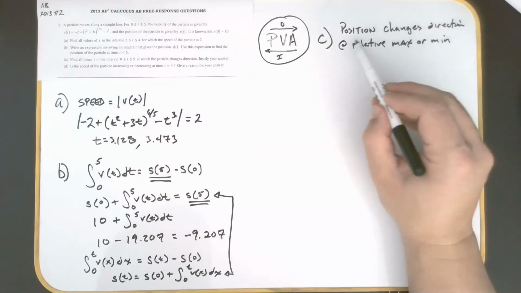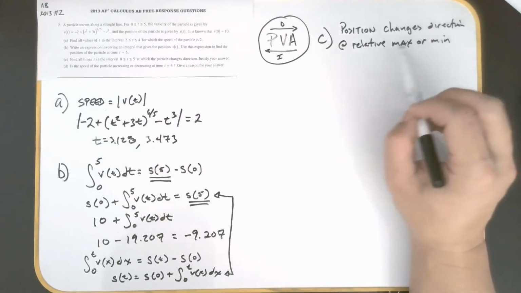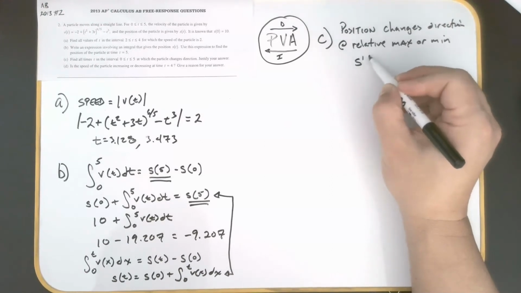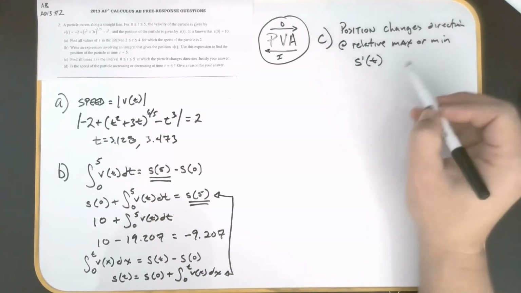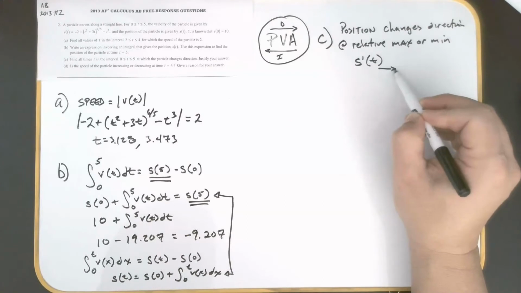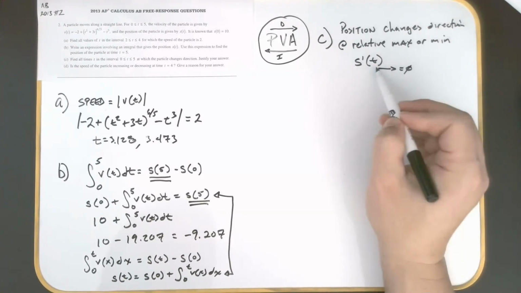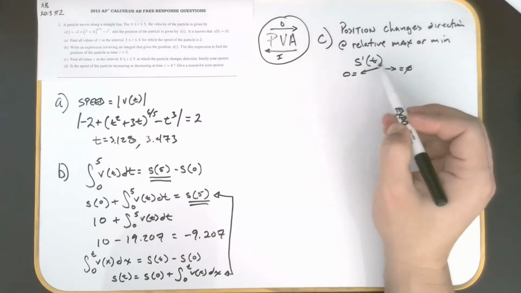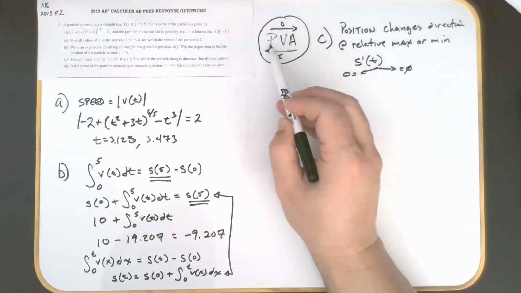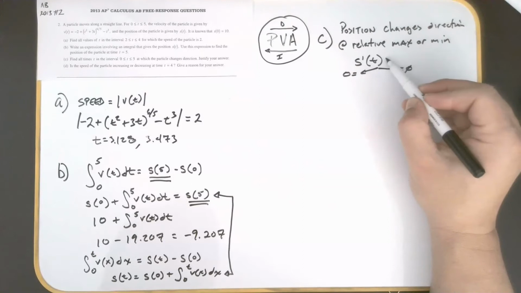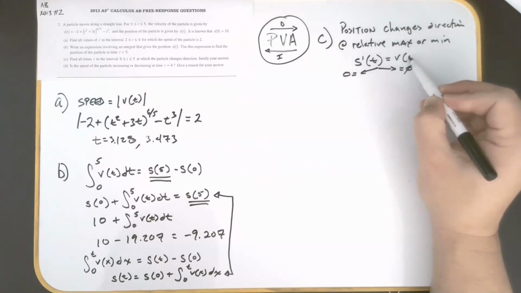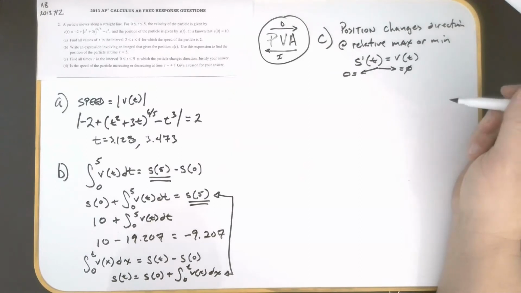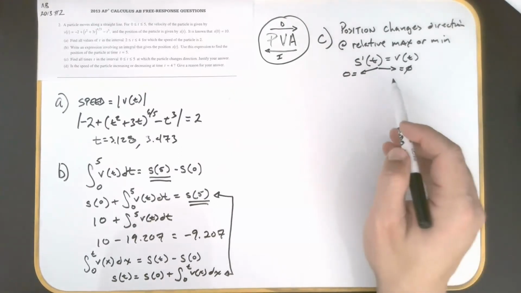So if I want to take my position function and figure out where my relative max or min would be, I would take the derivative of my position and set that equal to undefined and 0 to find some critical numbers. Well, you guys should know that the derivative of position is velocity. So really this is just asking you to take the velocity and set it equal to 0 and undefined. Let's get some critical numbers and see where this changes direction.